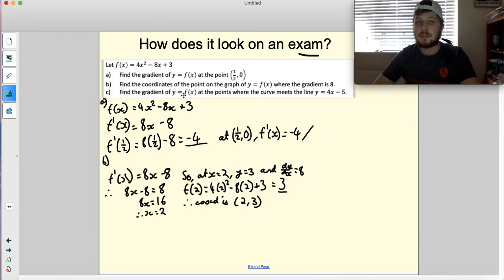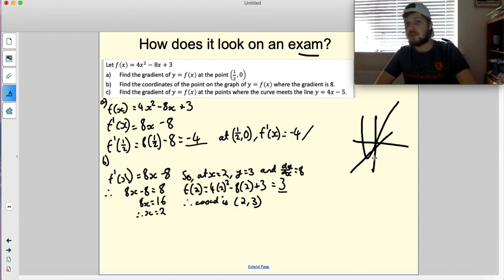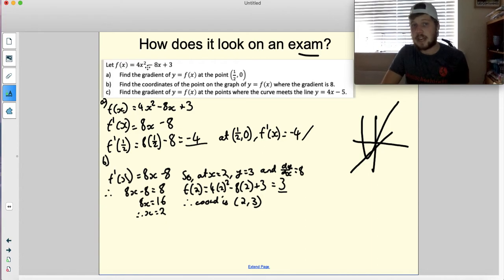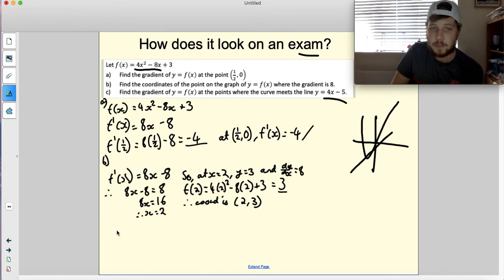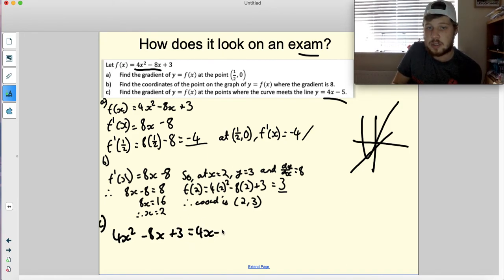And finally, find the gradient of f of x at the points where the curve meets the line y equals 4x subtract 5. Okay. Now we have a classic example of where we have some sort of function, let's say it looks like this, and we have a line, and we want to find the gradient at the point of intersection. So the first thing we'll do is find those points of intersection by setting these two equations equal to each other. So we've got 4x squared subtract 8x plus 3 is going to be equal to 4x subtract 5.